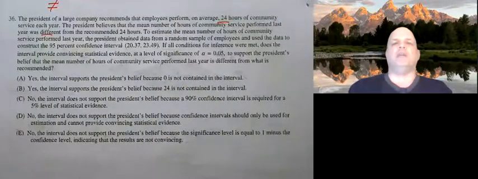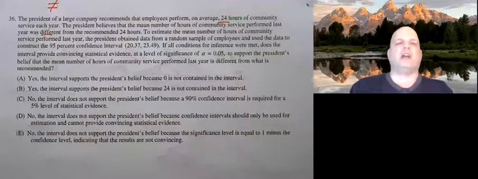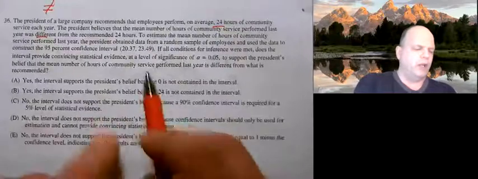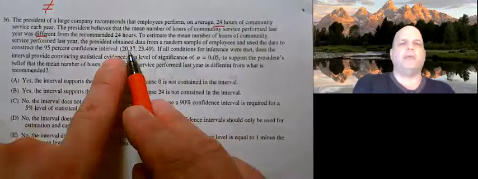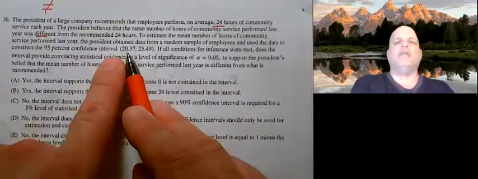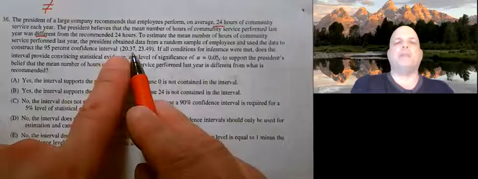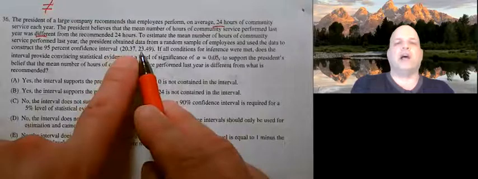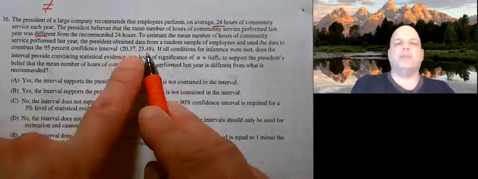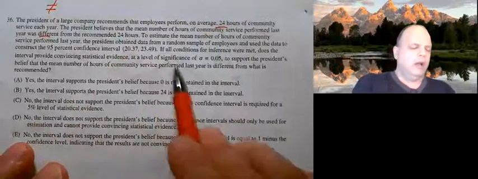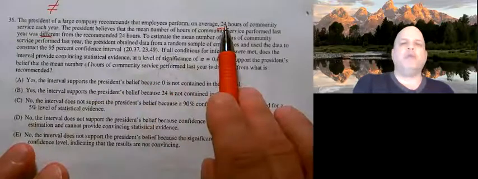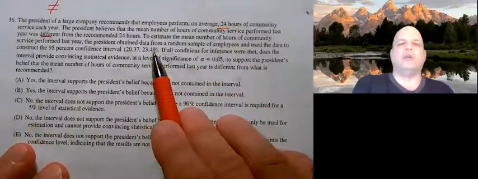To estimate the mean number of hours of community service performed last year, the president obtained data from a random sample of employees and used the data to construct a 95% confidence interval. So here's our interval, it's a 95% confidence interval. So we're 95% confident that the true population mean number of service hours lies within the interval. Notice the claim was 24 and it's not in the interval.